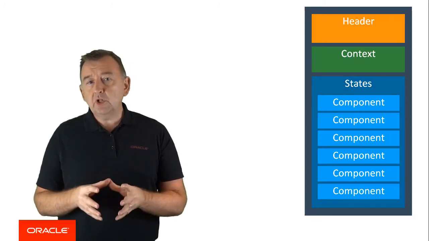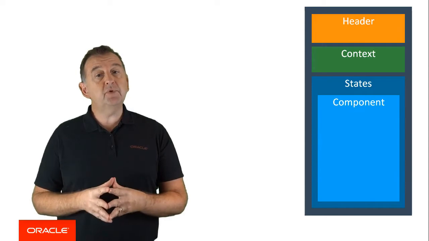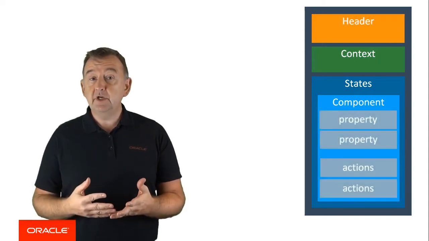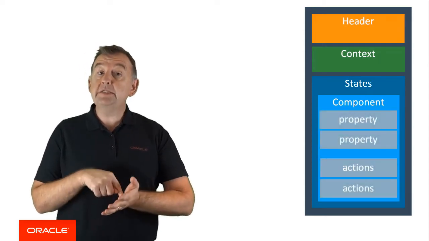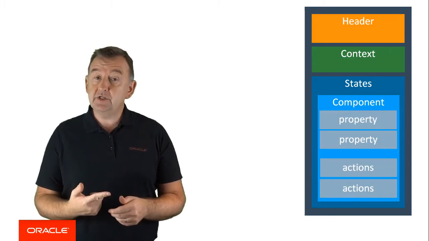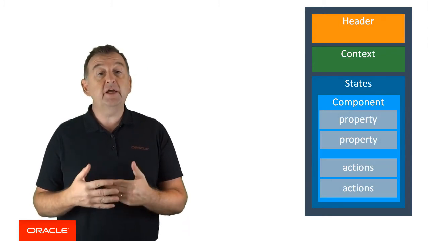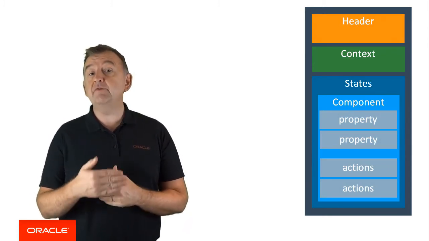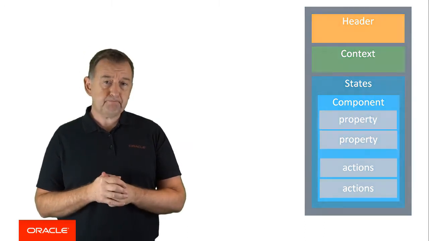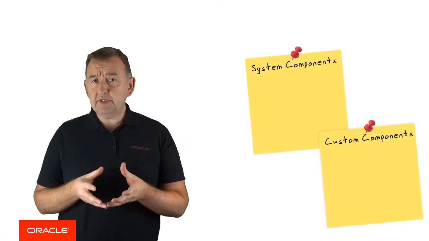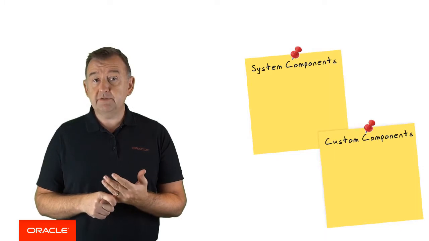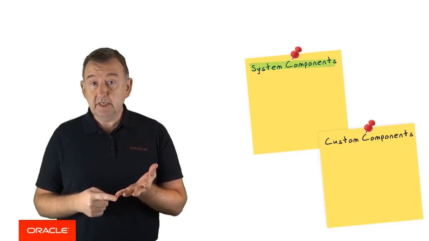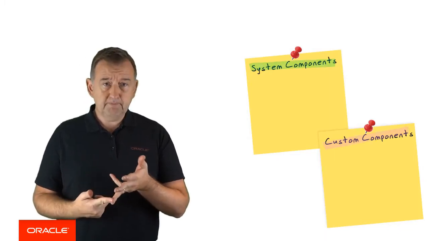Now, if we look more closely at the components, we'll see that each component typically defines some properties, which are input arguments into the components, and actions, which allow the component to define how it navigates to different parts of the dialogue flow. Now, components come in two different flavors. There's system components and there's custom components.